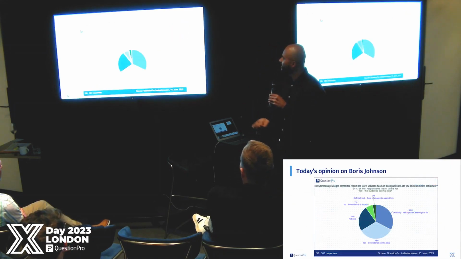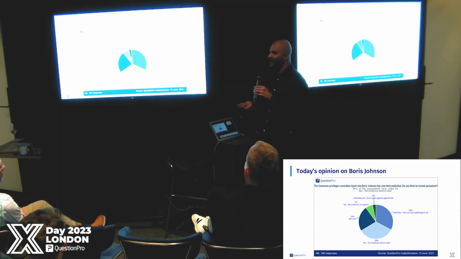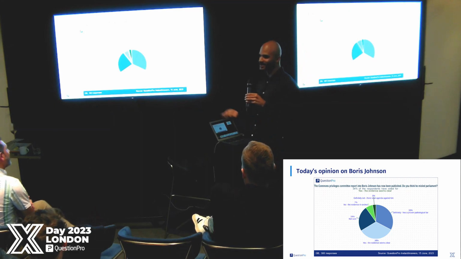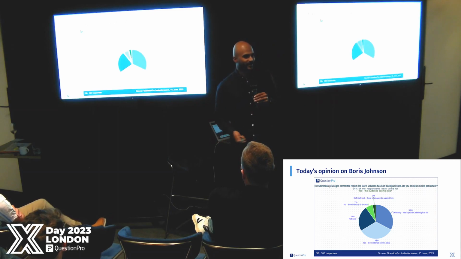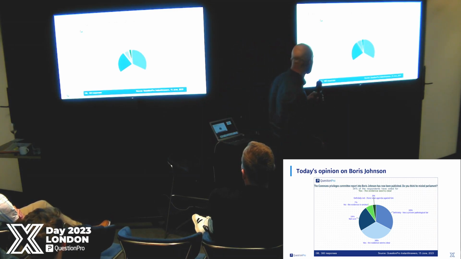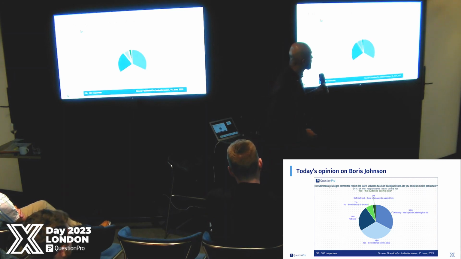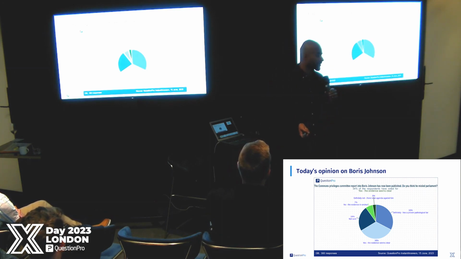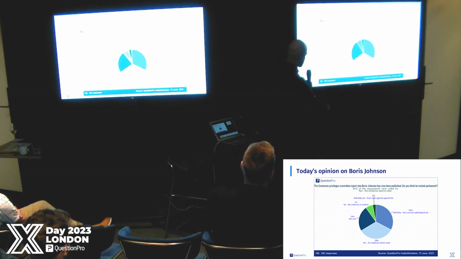To give you a little bit of an example, we ran one earlier today. Not to bring politics into the conversation, but there's always some news out there that lets us show off the real-time ability of instant answers. You can see here we asked: the Commons Privileges Committee report into Boris Johnson has now been published. Do you think he misled Parliament? This came in earlier today, the 15th of June, and 300 people responded.